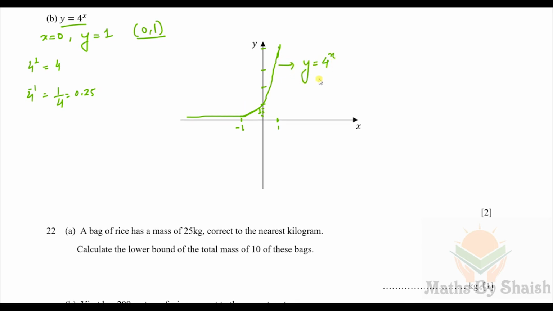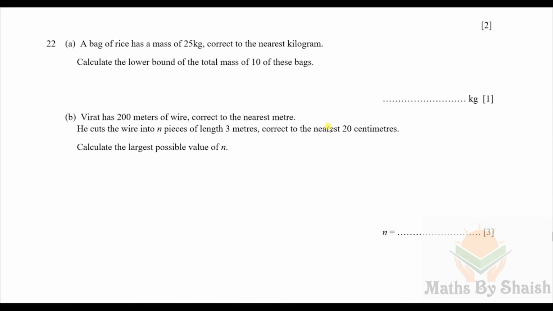Now let's talk about the next question. 22nd, A part. A bag of rice has a mass of 25 kg, correct to the nearest kilogram. Calculate the lower bound of the total mass of 10 of these bags.